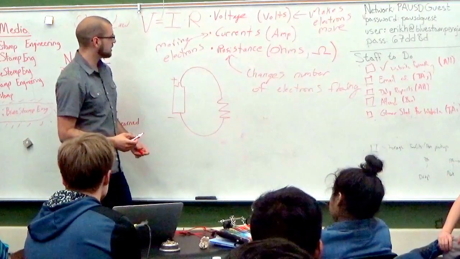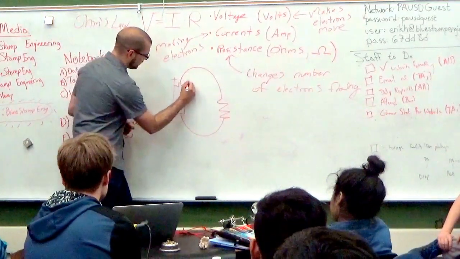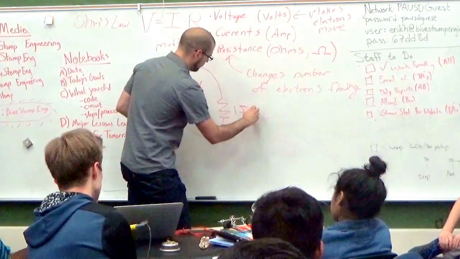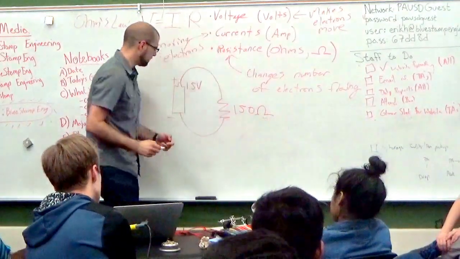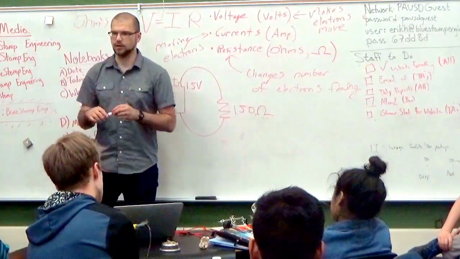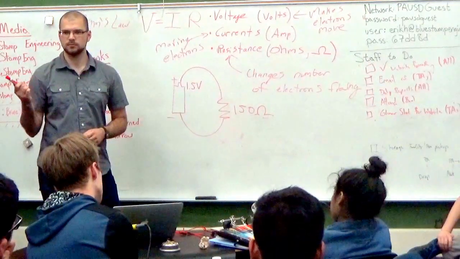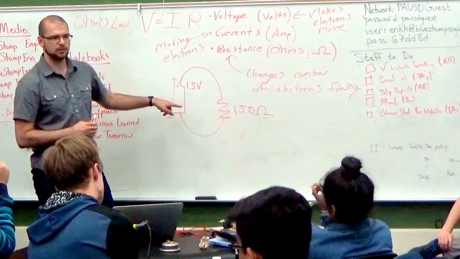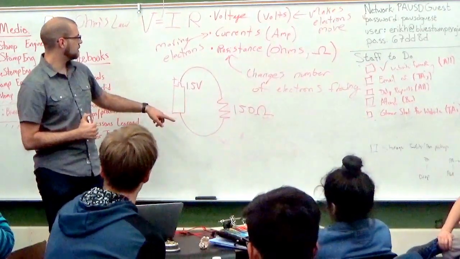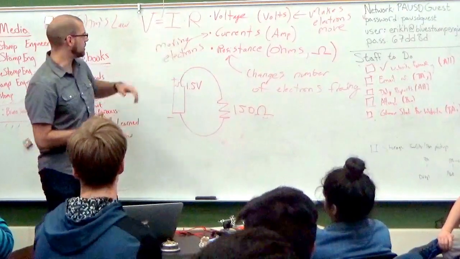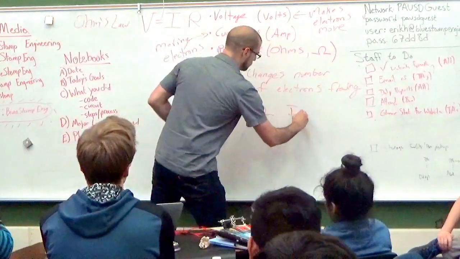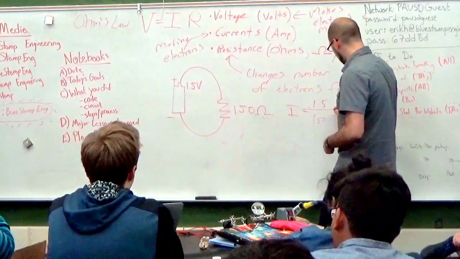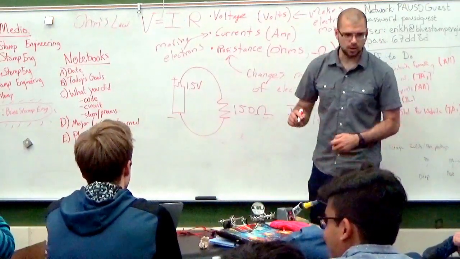So let's do a quick calculation. If I have 1.5 volts here, and I have 150 ohms, how much current is going to go through this circuit? So how would I figure this out? What am I solving for? Okay, so I'm solving for I. So I get I is equal to 1.5 divided by 150, and that is about 0.01.